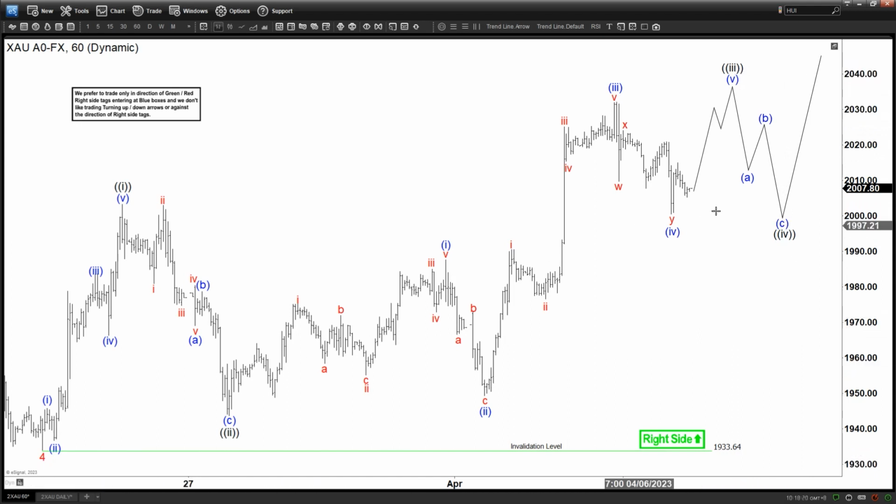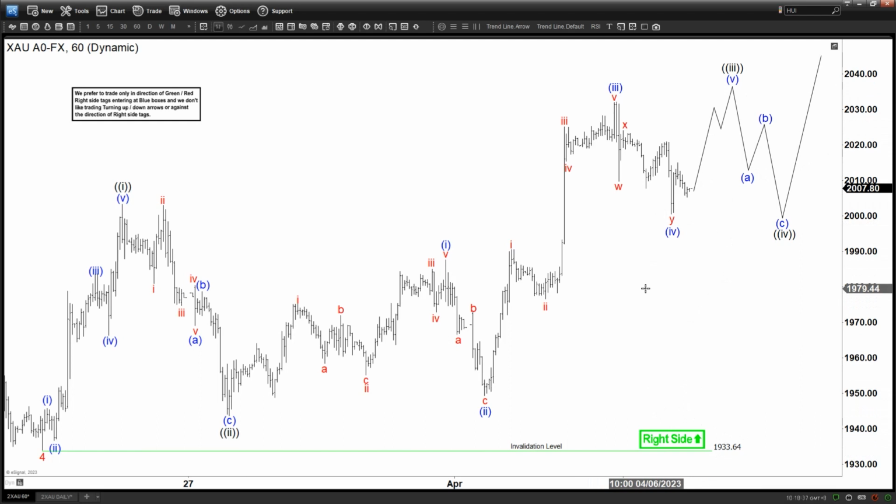Now so the right side is green and up, meaning we do like more upside. We don't like selling in whatever form, right? Even if the chart is calling for more downside, we don't like selling. We only like the upside here in gold against 1933 in the shorter cycle.